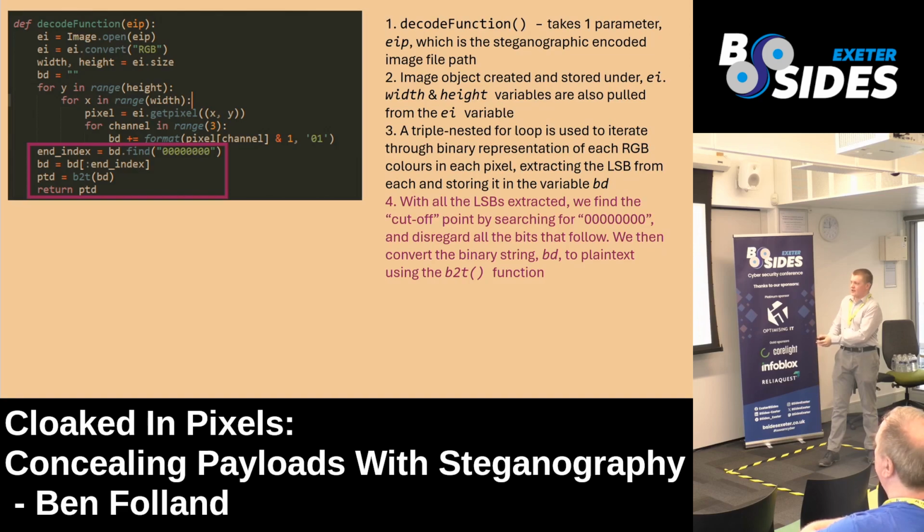So we find that location, we cut off all the data after that, so we've only got our encoded data, and then we call the B2T, because at the moment it's a binary string, we convert it to a plain text string, and we've got it.